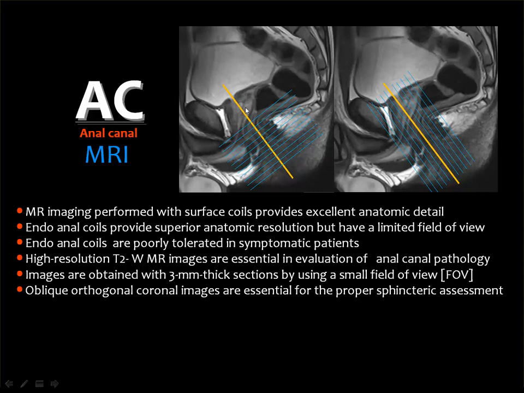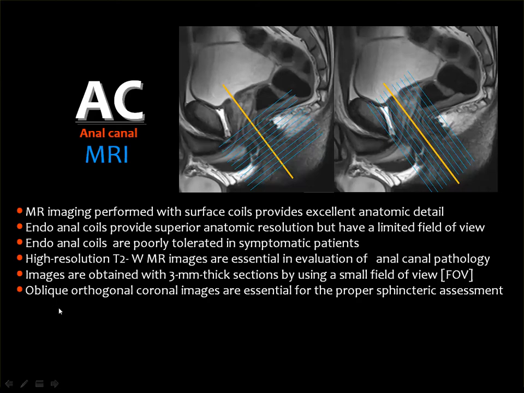If the imaging plane is perpendicular to the axis of the anal canal, you get axial oblique, which is one of the important pulse sequences for evaluation of the anal fistula. If you are going parallel to the axis of the anal canal, then you have coronal oblique imaging.